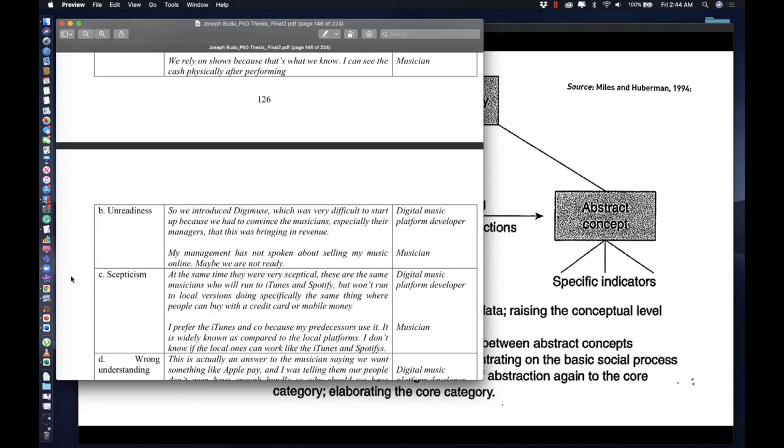The next one is about skepticism. So now the idea about prevailing culture is becoming stronger, because all these things are coming from what people are saying. At the same time, they were skeptical. These are the same musicians who will run to iTunes and Spotify, but won't run to the local versions doing specifically the same thing, where people can buy with a credit card or mobile money. Okay, I prefer iTunes and Co because my predecessors use it. It is widely known as compared to the local platform. I don't know if the local ones can work like iTunes and Spotify.